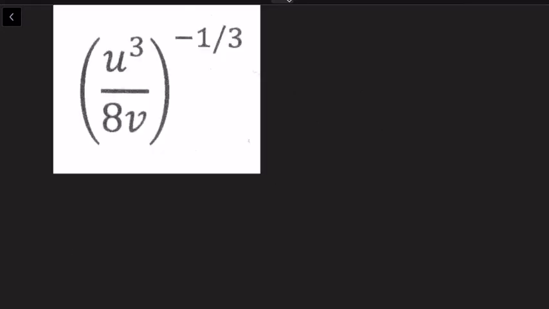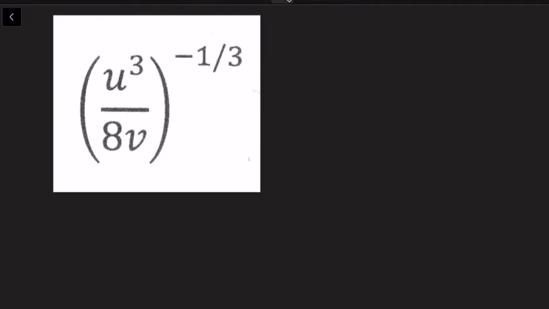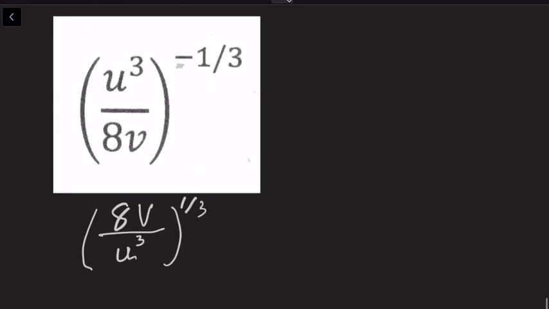This last example, what I'm going to do here is, the first thing I want to do is get rid of this negative. So remember, the way we get rid of a negative is we just flip our fraction, so our numerator becomes our denominator, and our denominator becomes our numerator. So I'm going to rewrite this as 8v over u to the 3rd raised to the 1/3 power. So all I did was I got rid of the negative on the exponent.